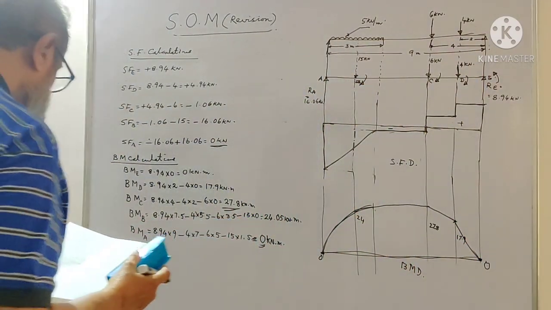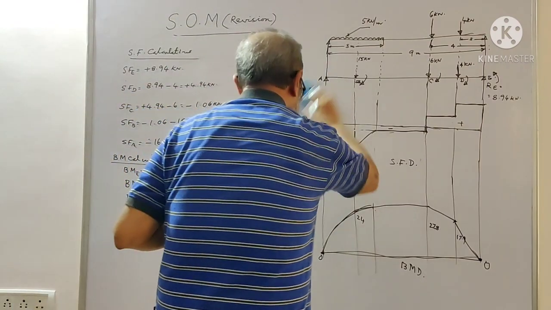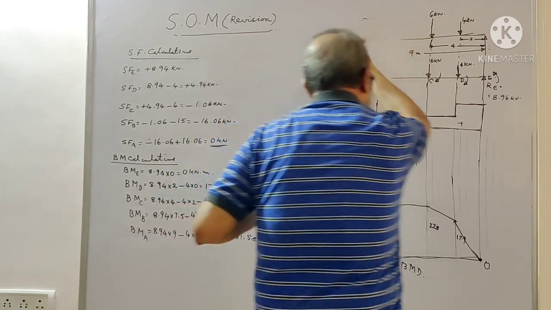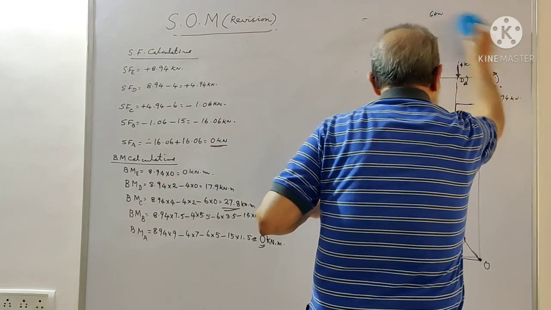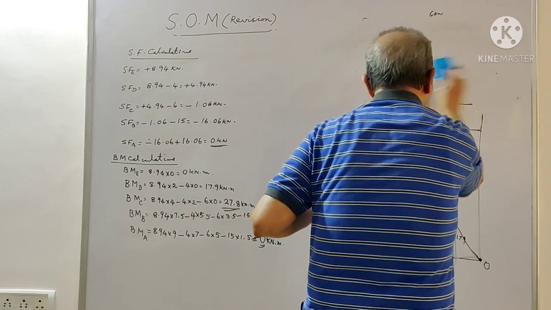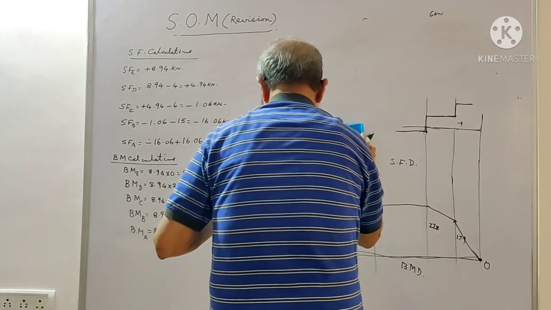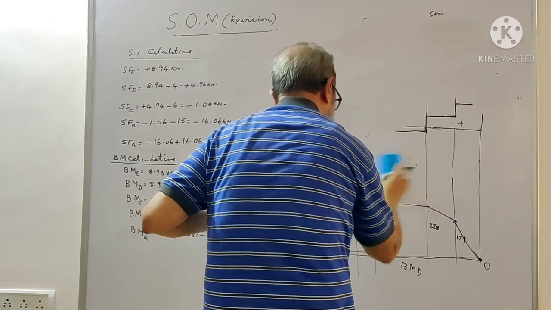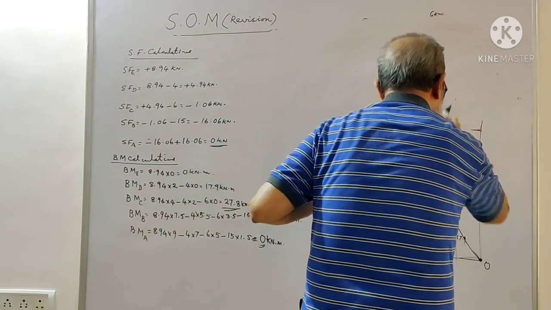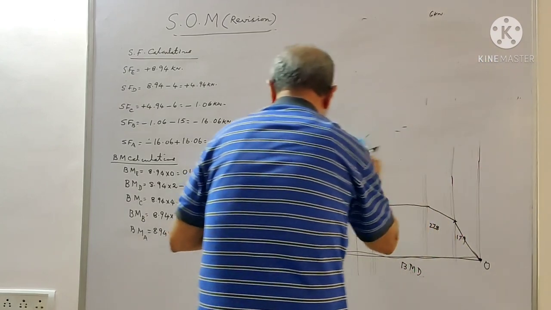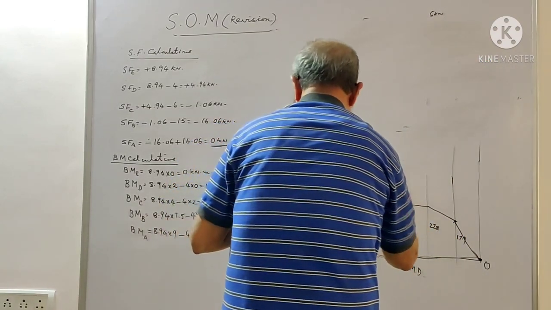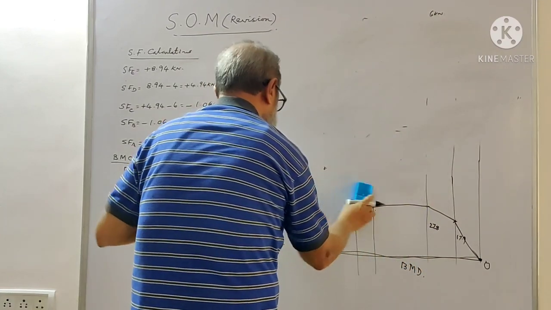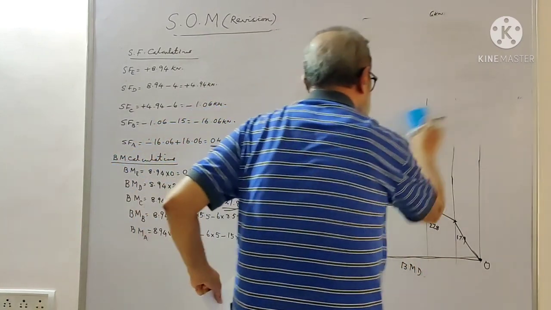It is like this. A simply supported beam of length 8 meters carries a UDL of 10 kilonewton per meter over a length of 6 meters from the left support, starting from the left support.